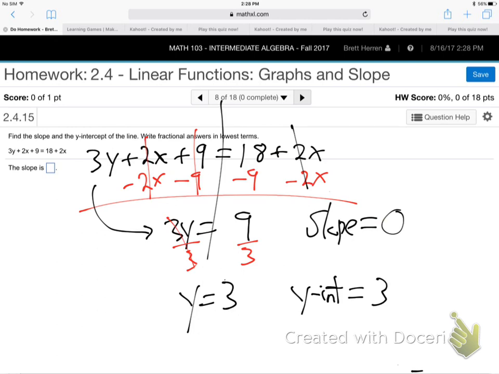How do you know? Well, because remember, the slope is what's next to x. We have no x. In other words, it's the same thing as if I wrote 0x plus 3, isn't it? This is the slope. Because 0 times x is just 0, it's just gone. That's really what it is. The slope is 0, and the 3 is the y-intercept. Make sense? On that, questions? That's good, not too bad.